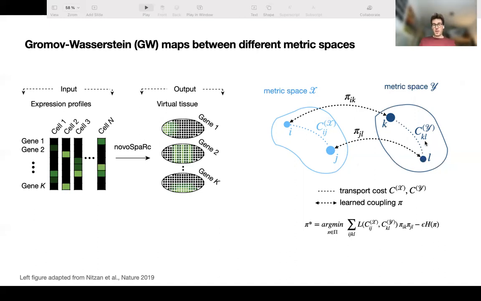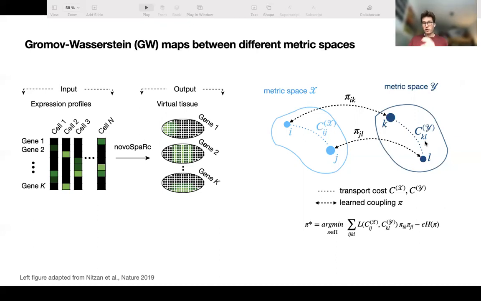Whereas in standard optimal transport, you always make one-to-one comparisons. You say, how similar is this object here to that object there? In Gromov-Wasserstein optimal transport, you always make pairwise comparisons. You consider two pairs in this space, you consider two pairs in that space, and you try to find a mapping, a coupling pi, that enforces concordance of distances.